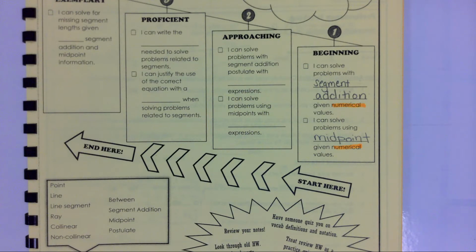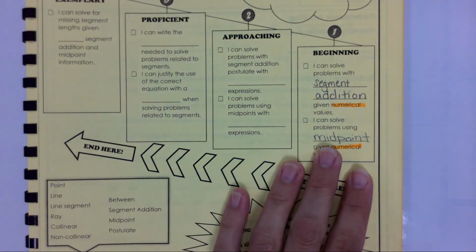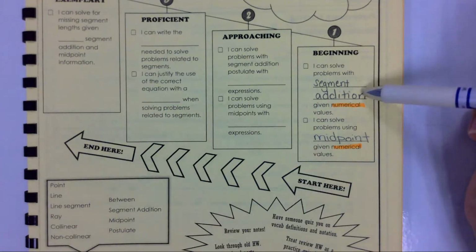That's a level 1. But you have to do both. So today we are only going to be focusing on the segment addition part, which we kind of started on Friday, and we'll get to the midpoint tomorrow. So just doing segment addition today, and then we'll save the midpoint part for tomorrow.